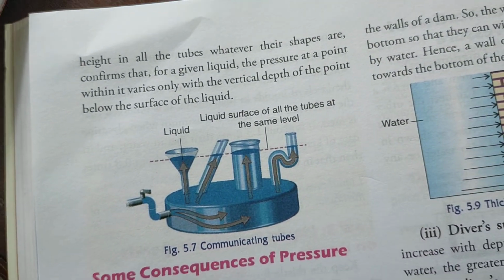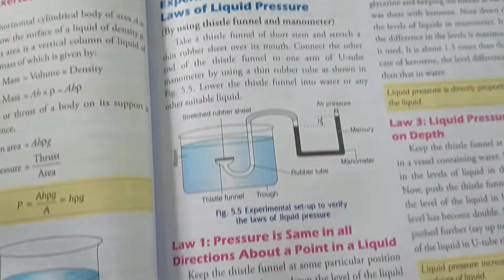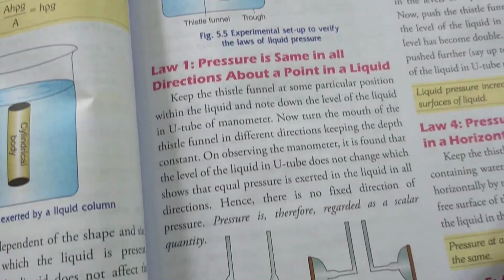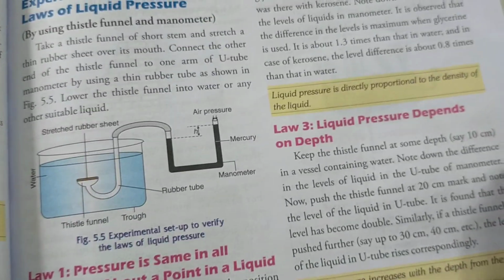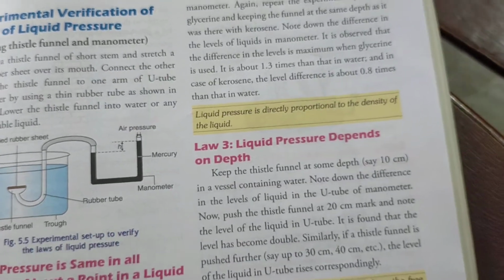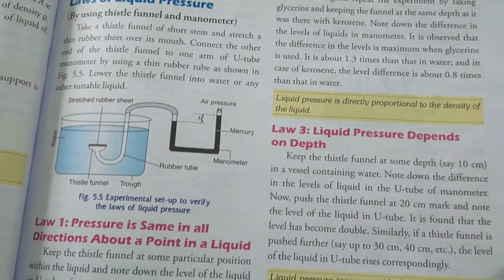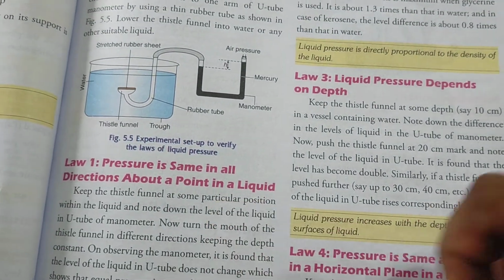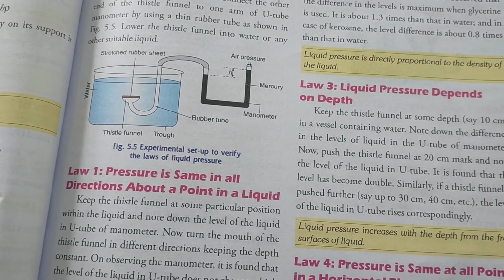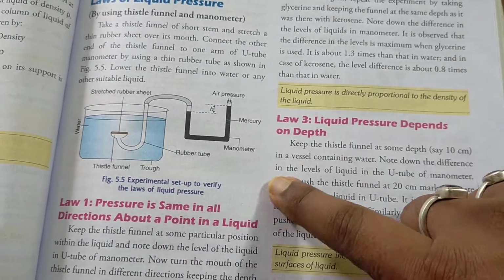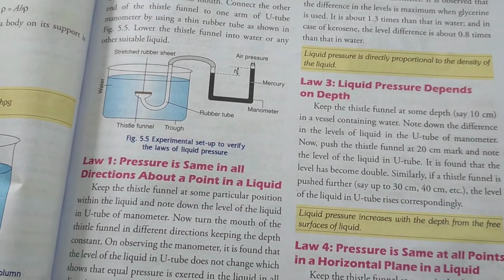So what are the laws of liquid pressure? One by one you have to explain the laws. You just need to write this topic, or with the help of a diagram you can explain. No need to write very detailedly here, but the main theme: it depends upon depth, it depends upon density, and at the same point the liquid pressure remains the same, at the same horizontal plane it remains the same. Like this, topic-wise you have to note down.